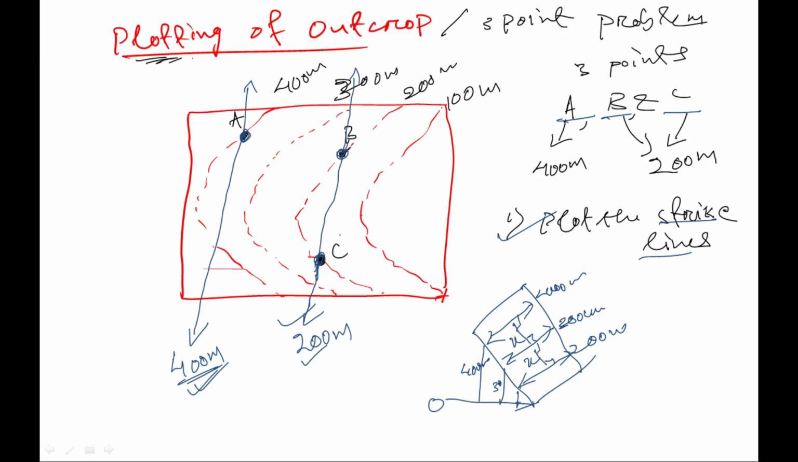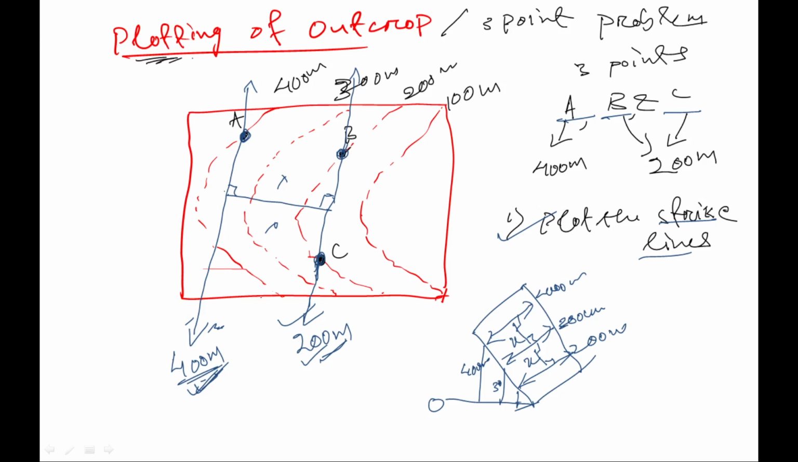Okay, so this is the 200 meter strike, and then this is the 400 meter strike. Now I have to find out another strike which is of 300 meter, for which I have to take the perpendicular distance and bisect it, right? I have to bisect this line like this.